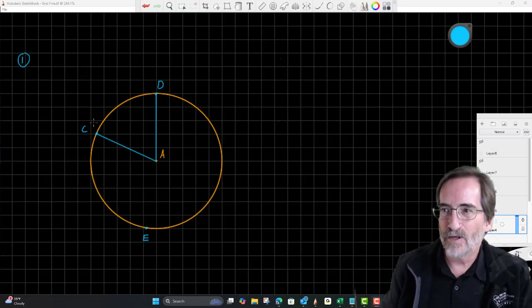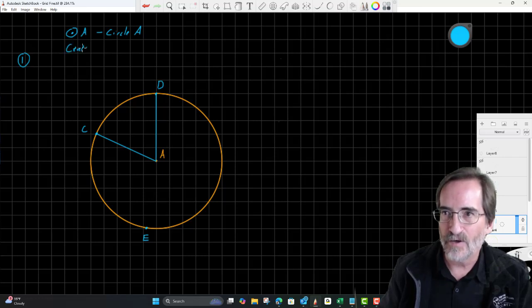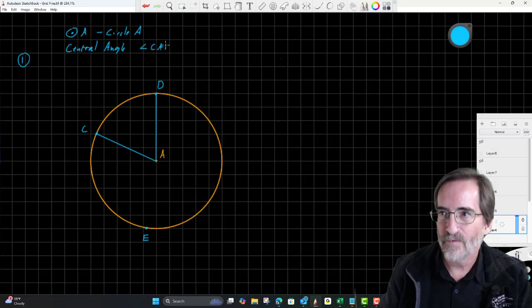I have here drawn circle A. The symbol for circle A is a dot with a circle, and A, which stands for circle A. Okay, and I have a central angle. It's called a central angle. The central angle has the center of the circle as its vertex. This is angle CAD, and let's say the measure of angle CAD is theta.